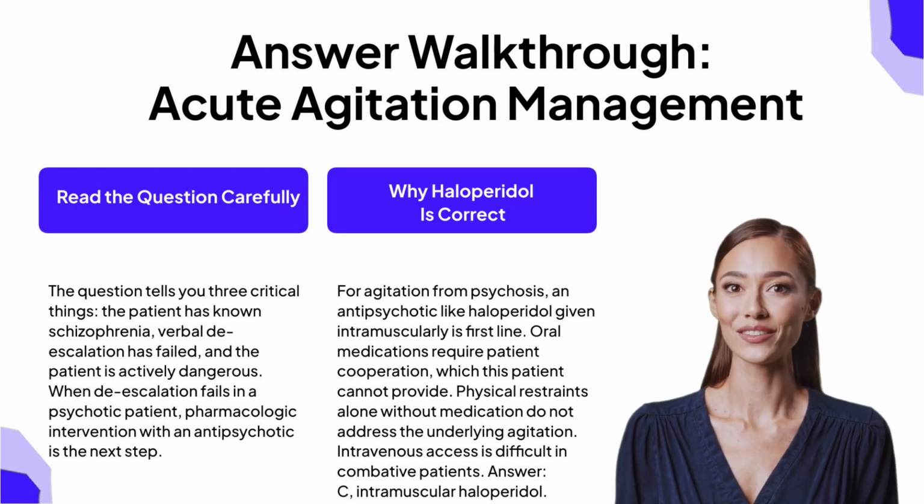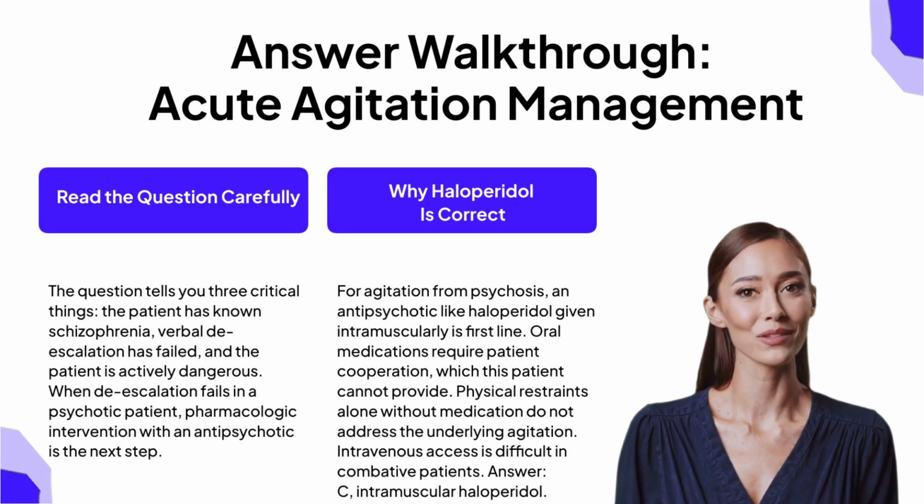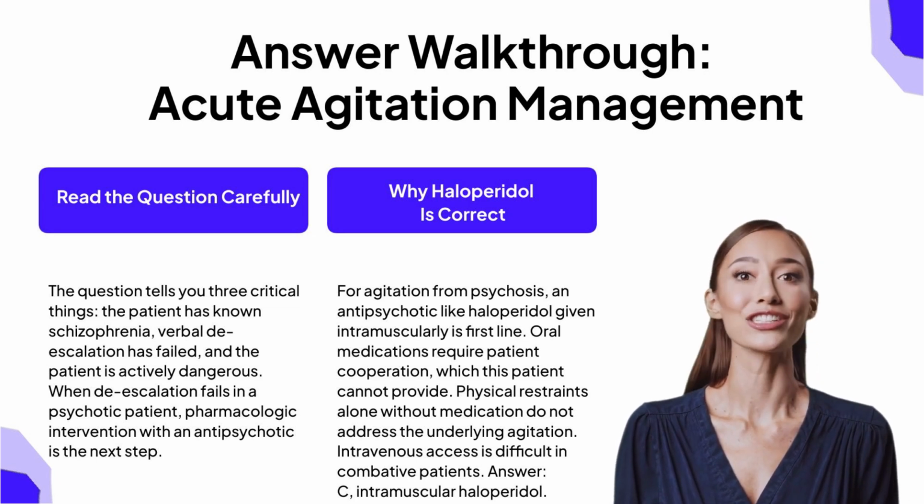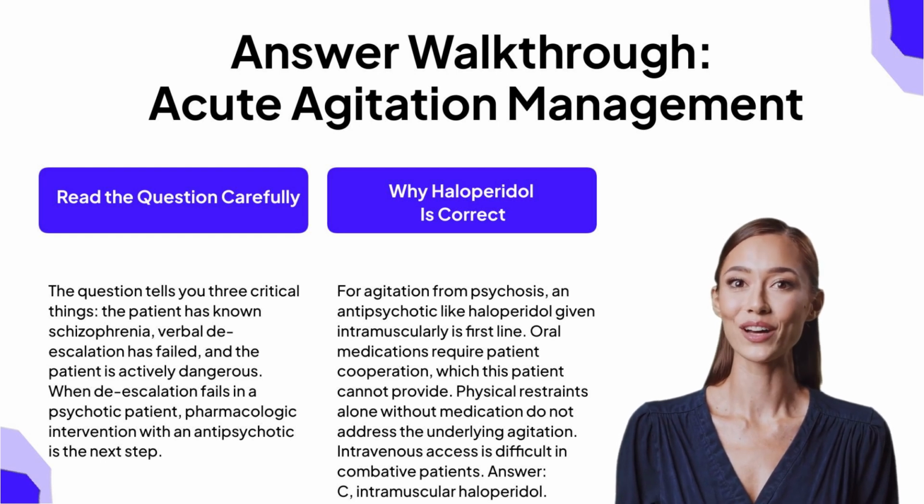Now, why does dark field microscopy win? Because it can directly visualize the spirochete Treponema pallidum, and it is the most sensitive test during early primary syphilis when serologic tests may still be negative. The correct answer is C, dark field microscopy.